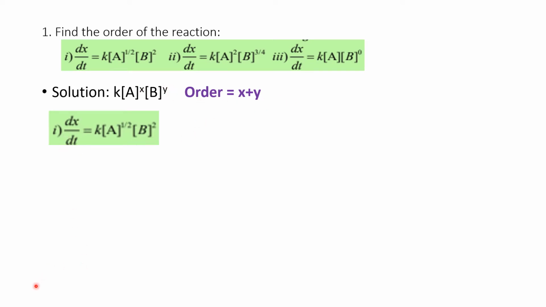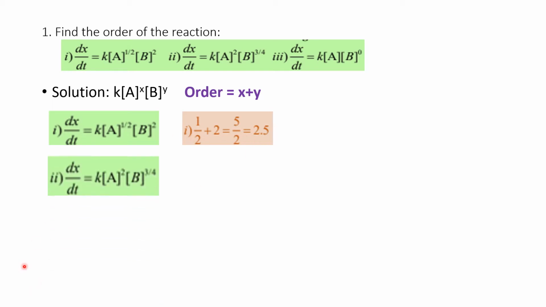So this is the reaction. See here, we need to add it. So 1 by 2 plus 2 is equal to 5 by 2, that is 2.5. Okay, 2 plus half, 2.5. Easily we can calculate it in the mind also. And the next one, if you see that rate is equal to k, a square and b power of 3 by 4. So you just add these two, 2 plus 3 by 4. What is that? 11 by 4 or 2.75.